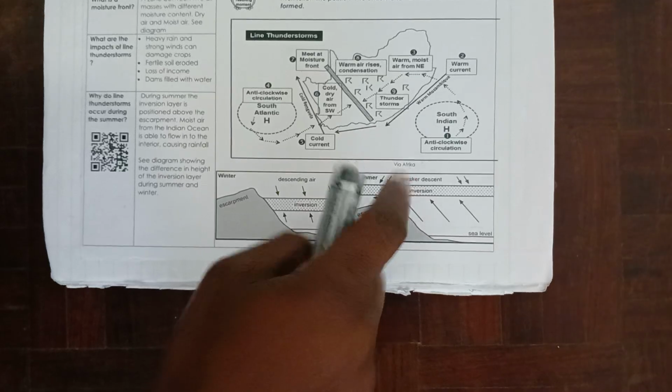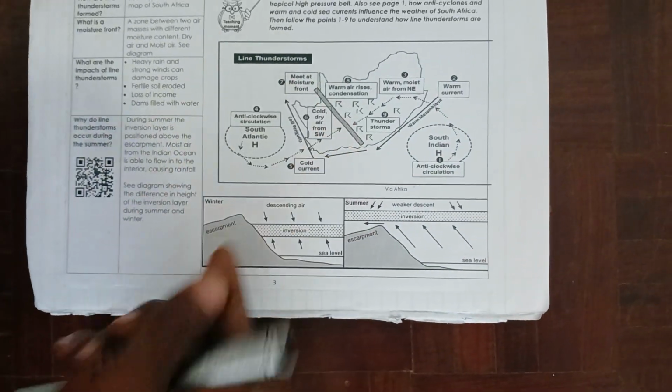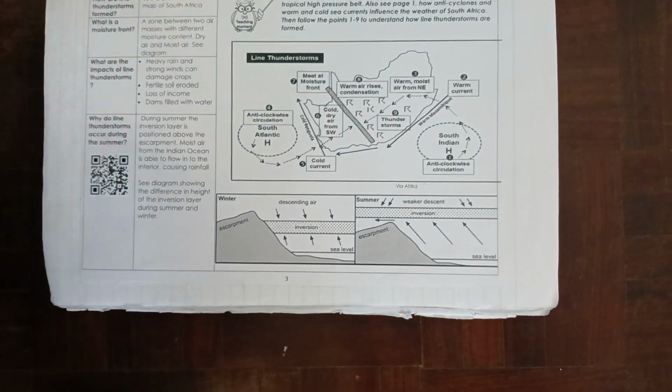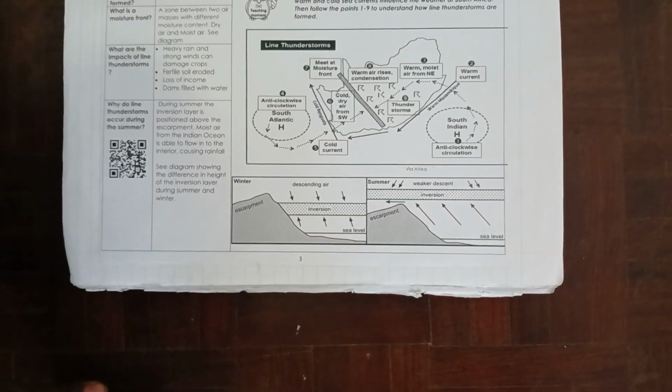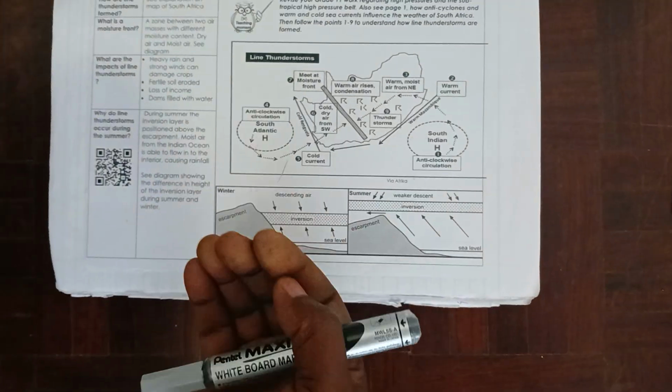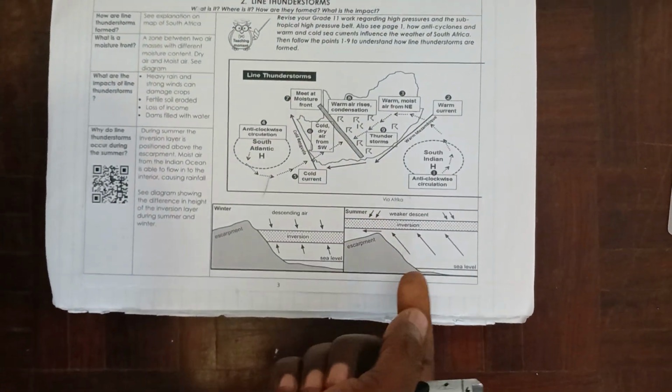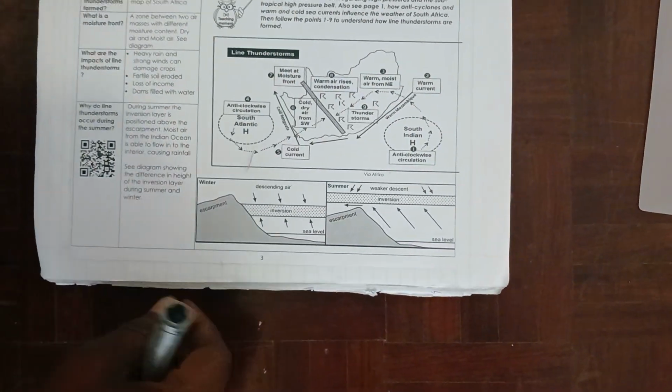But in summer now, we are saying that the Kalahari has shifted, and also our intertropical convergence zone has also shifted down. It has gone down such that it's not active. The rising air can go above the escarpment.